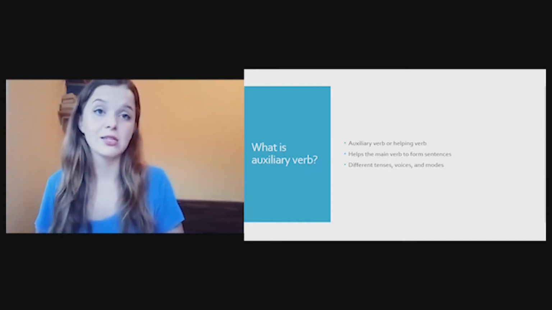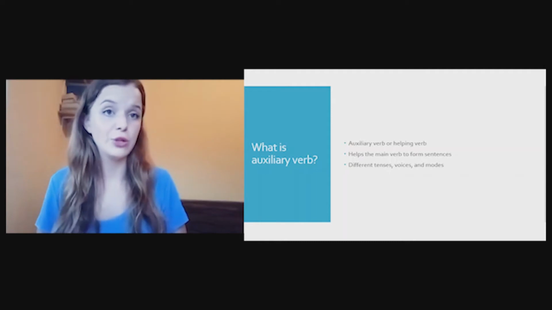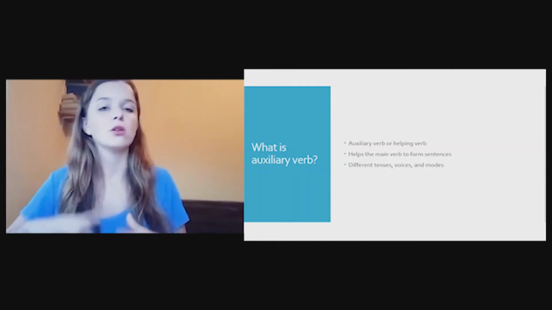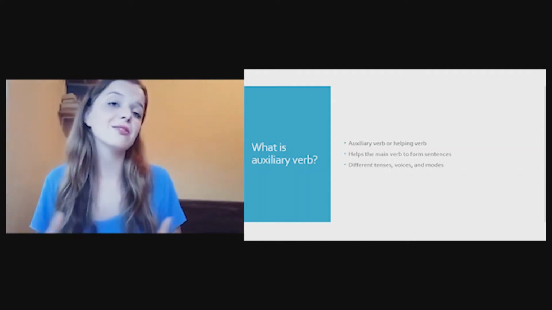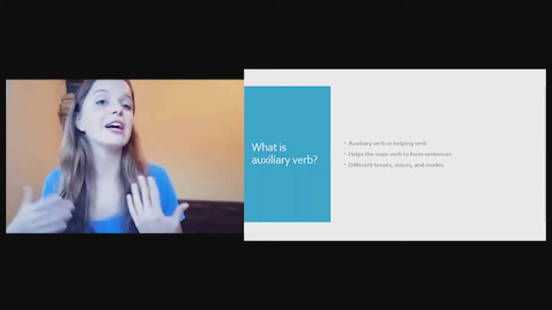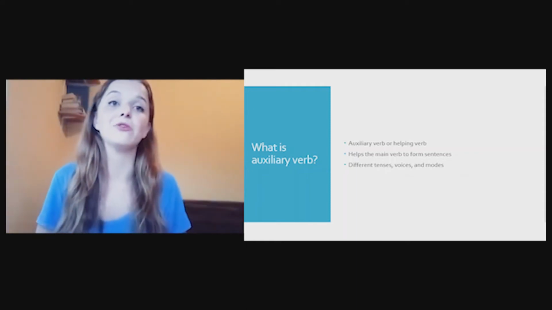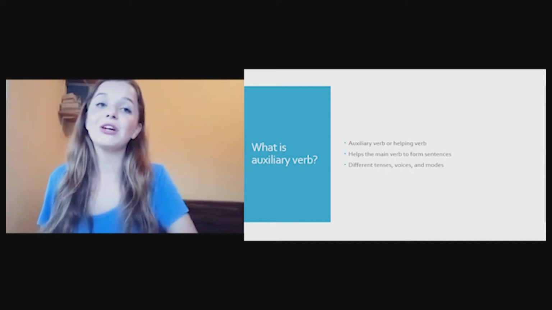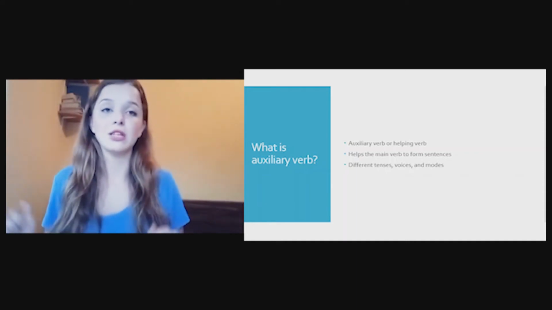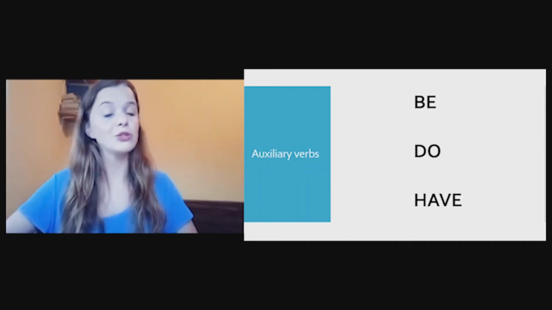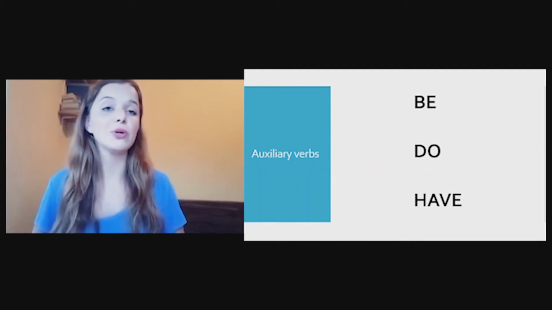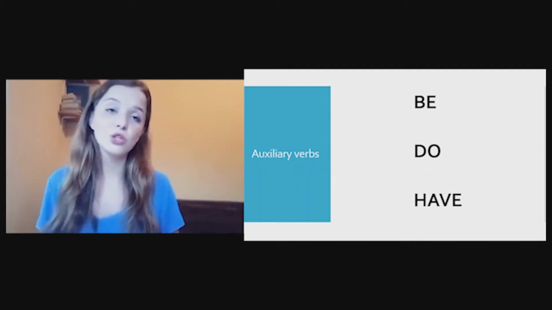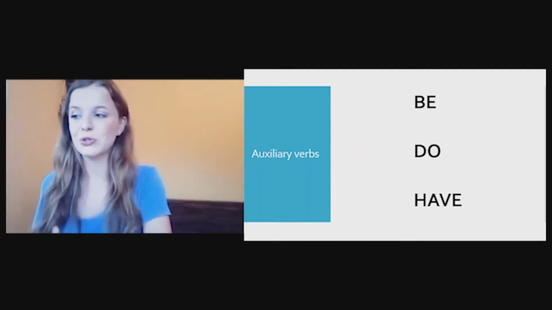Thanks to the existence of the auxiliary verbs, we can form different sentence structures, and our ability to convey ideas also becomes very versatile. There are 3 main auxiliary verbs in the English language: be, do, and have, and each of these we are going to cover separately so that you can understand in what situations you're going to use them.